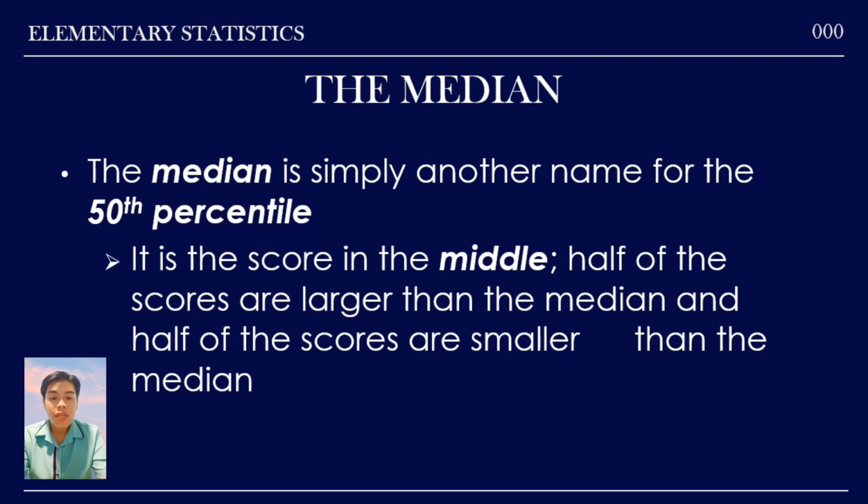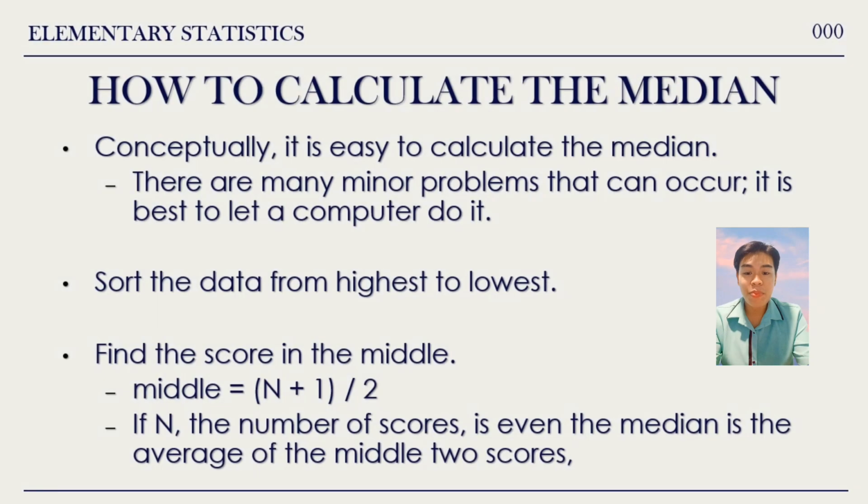Now, the median. The median is simply another name for the 50th percentile. It is the score in the middle. Half of the scores are larger than the median and half of the scores are smaller than the median. How to calculate the median? Conceptually, it is easy to calculate the median. First, we have to sort the data from highest to lowest, and then find the score in the middle. That is the quantity of n plus 1 all over 2. If n, the number of scores, is even, the median is the average of the middle two scores.